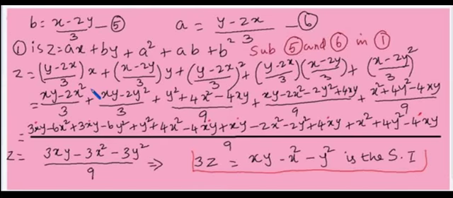There are three terms here. One is the x squared term, another is the y squared term, another is the xy term. You add the algebraic sum of xy, of x squared, and of y squared, and finally we get z is equal to 3xy minus 3x squared minus 3y squared divided by 9. Dividing the numerator and denominator by 3 and cross multiplying, we get the final equation as 3z is equal to xy minus x squared minus y squared.